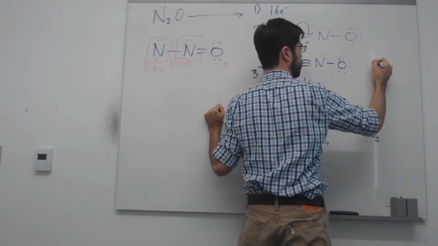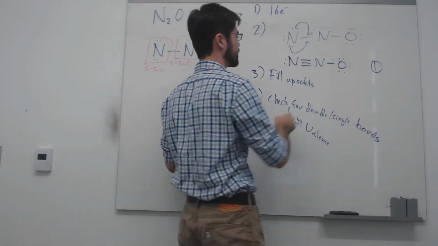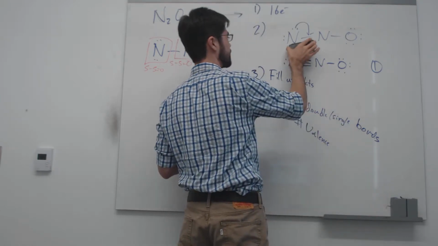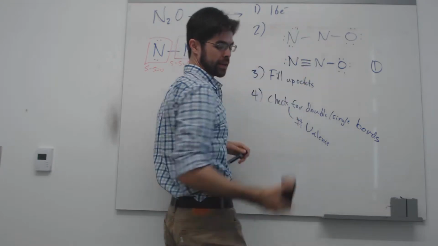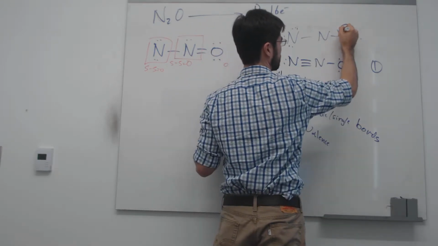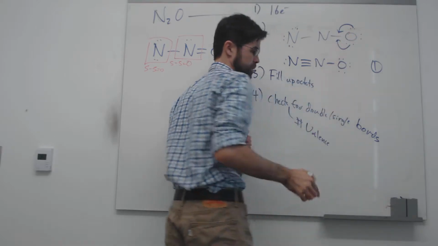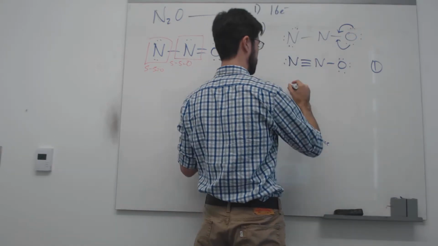This is one possible option. Or I could do something else. I could try taking, not those electrons, but these electrons and make a triple bond here. So that's a second option.